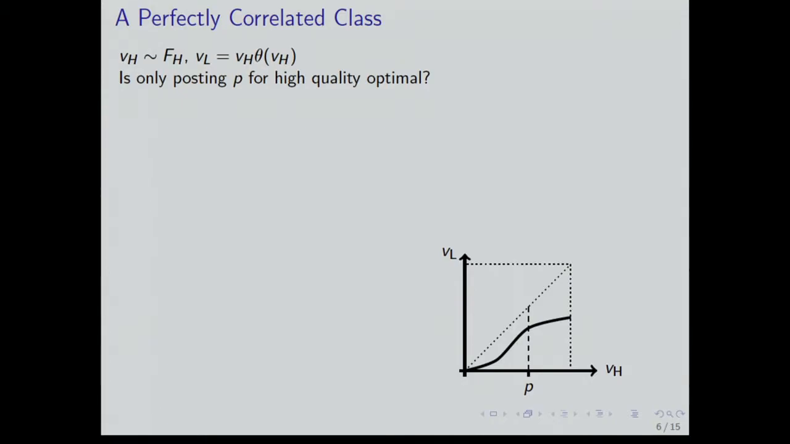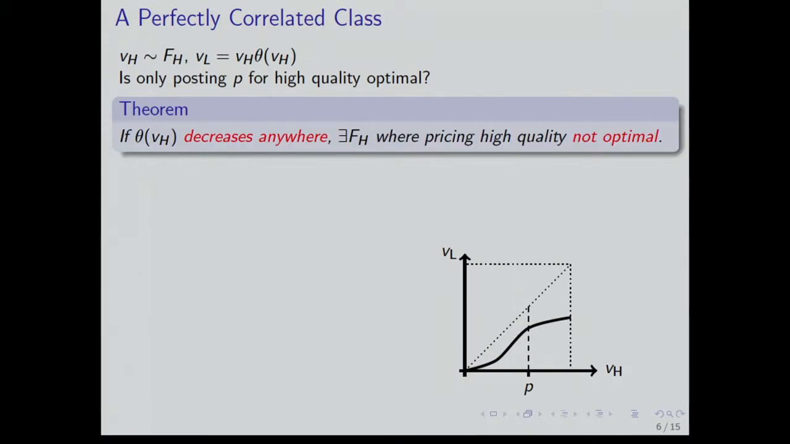Okay? Good. Again, my question is: is only posting a price p for the high quality product the optimal mechanism or not? My main theorem is going to be conditions that imply that this is true. Before seeing the main theorem, let's see another theorem that says when it is not true that this mechanism is optimal. And here's the theorem. If this function theta decreases anywhere, meaning that it's not monotone non-decreasing, then there exists a marginal distribution for the high quality product that makes this instance, jointly defined by these two functions, not optimal for pricing.